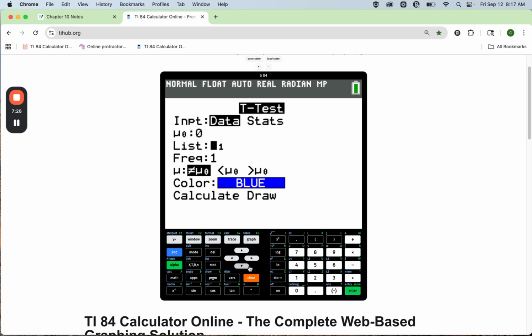Then we go down here. The list in interest is L3. So you have to change that in this one. So second 3 gives you L3. The frequency is 1. Each of them happens one time. And I want to test if the difference is less than 0. So I got to go over there and select less than mu0. Then I go down to calculate.